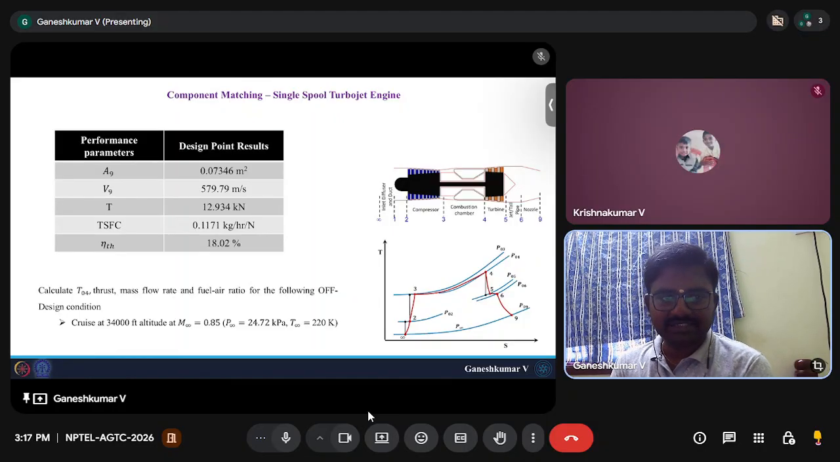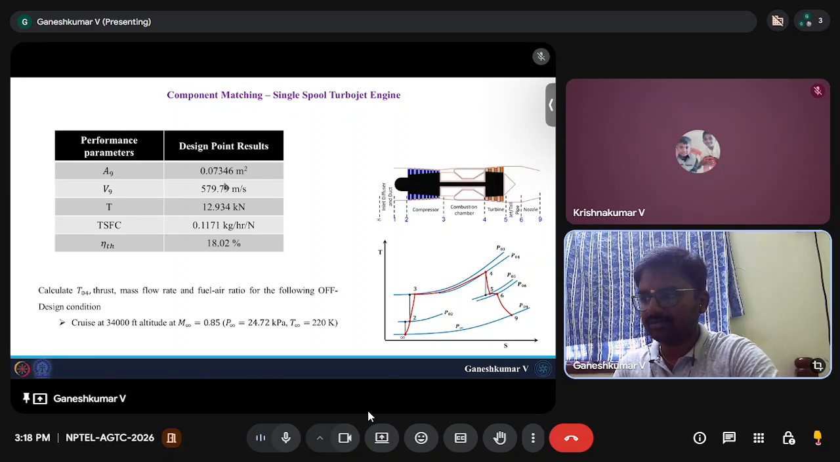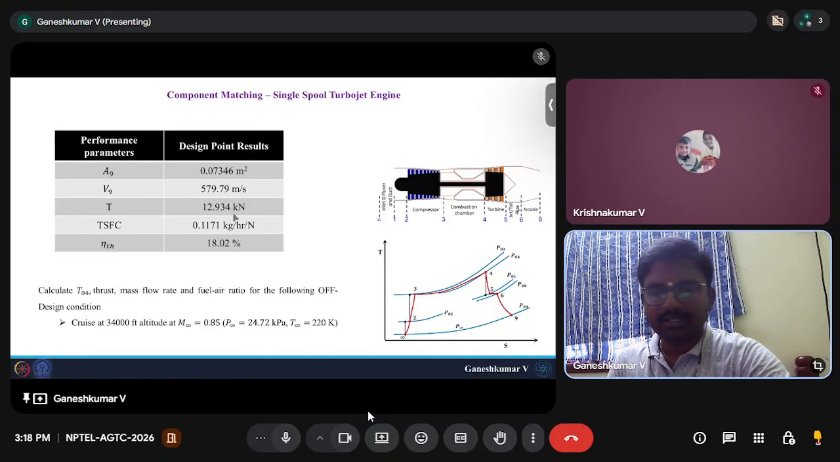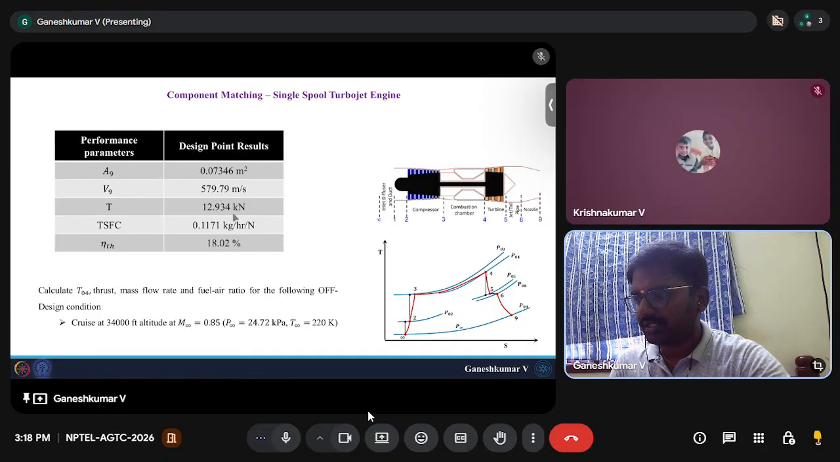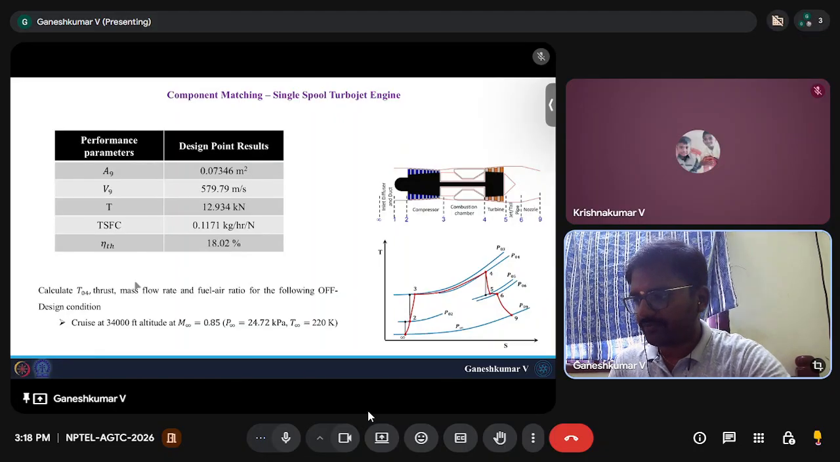So this I'm not going to show, that I have already done. These are the parameters. The area is around this, and velocity is 579.79 meters per second. Thrust is 12.8 kilonewton. TSFC is 0.1171 kilograms per hour per newton. Thermal efficiency is 18%. Okay.